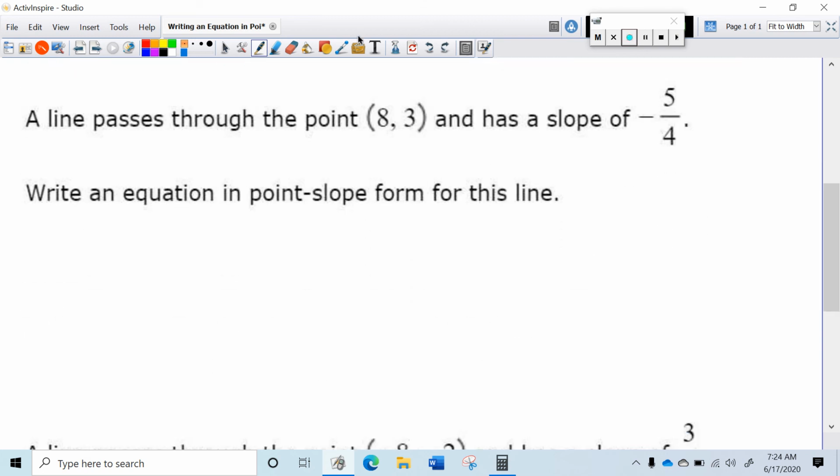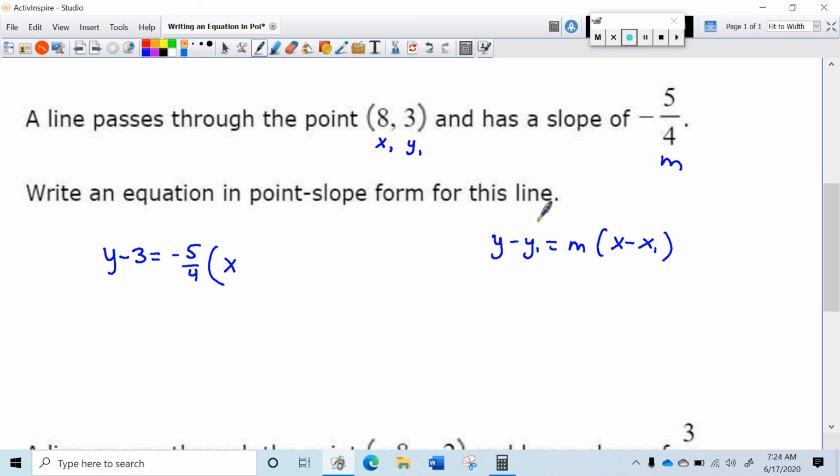So this point they give me is x1 and y1. Y minus y sub 1 equals m times x minus x sub 1. So the y stays. The opposite of the y they give you, and this is the slope, the opposite of 3 is negative 3 equals the slope, negative 5/4, parentheses, x, and the opposite of the x they give you. The opposite of positive 8 is negative 8. That's the answer.